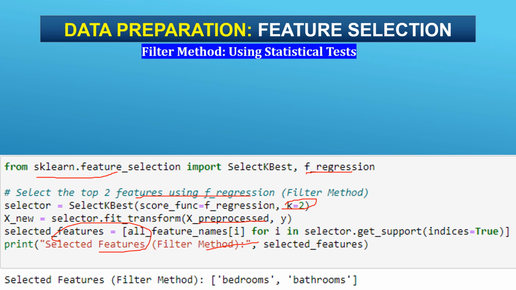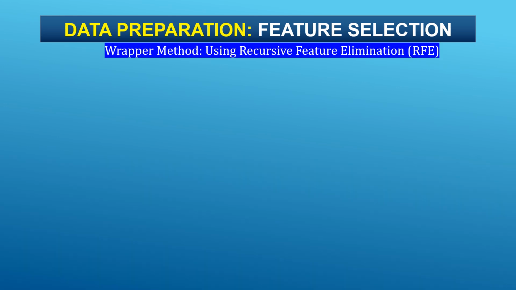Corresponding feature names in all feature names. Print the selected features identified by the filter method using F-regression. Data preparation and feature selection. Another part: wrapper methods using recursive feature elimination.